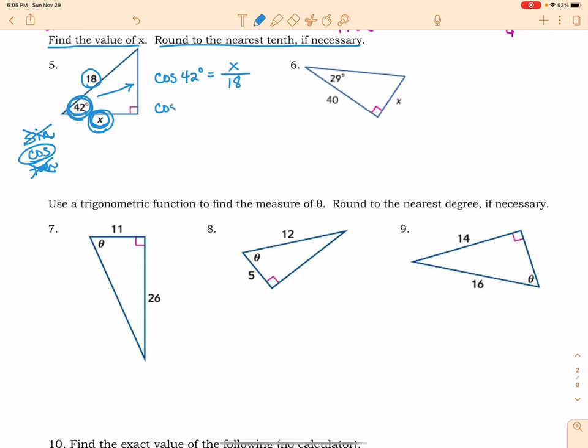So I am going to write cosine of 42 degrees over 1, and that is equal to x over 18. Now we're going to do what everybody tries to do all the time in the wrong place. We are going to cross multiply because you can do that over an equal sign. So I'm going to do that. x times 1 is x. And then I've got 18 times the cosine of 42 degrees.